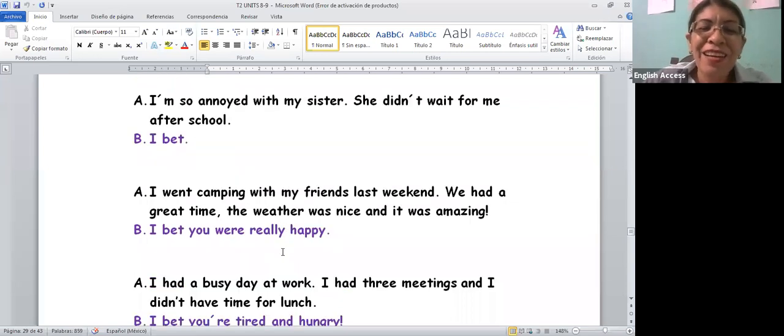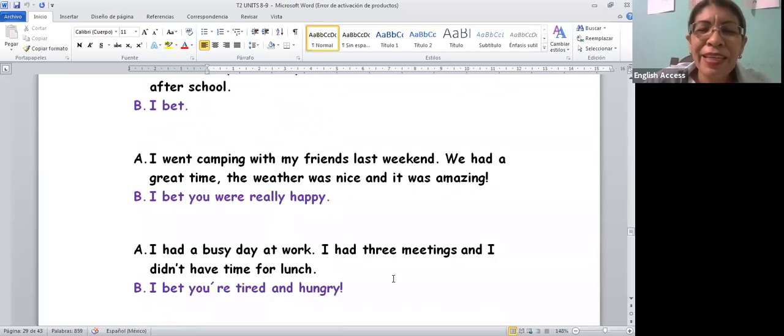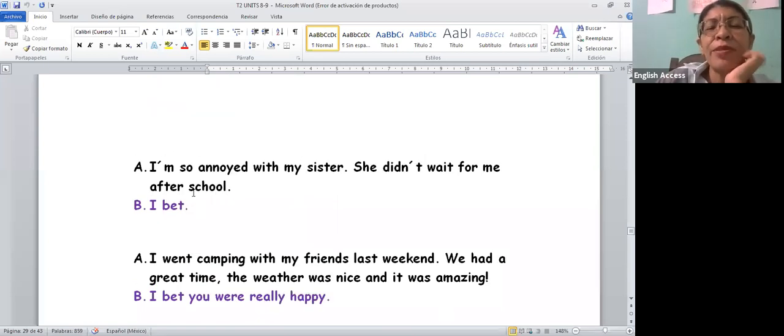Yes. So as you can see, we're saying "I bet" as a way to show that you understand, that you agree, okay, with the person. It's similar, for example, to when you say "I know" or "I think." For example, I'm so annoyed with my sister. She didn't wait for me after school. And I said, "I know," or "I think," "I guess," okay?